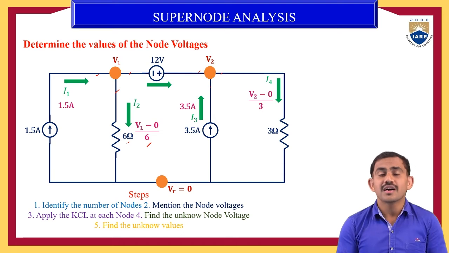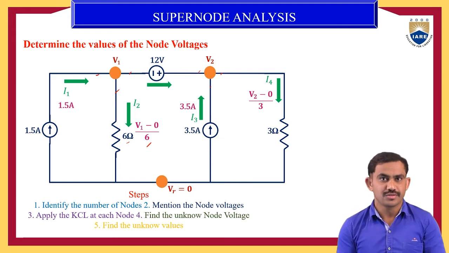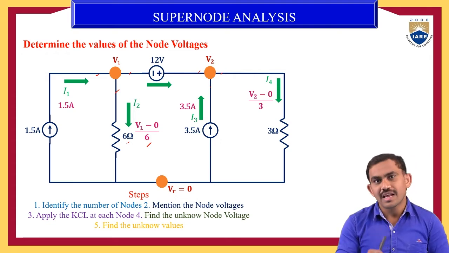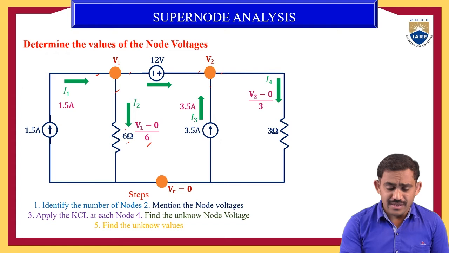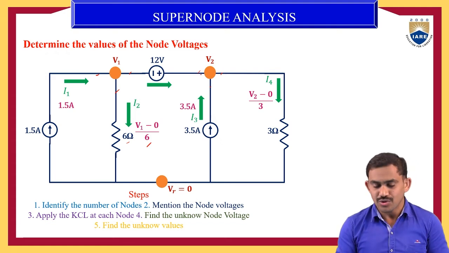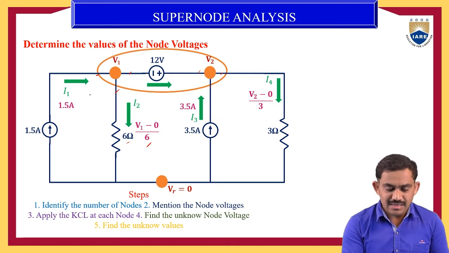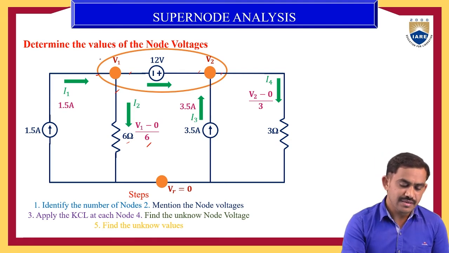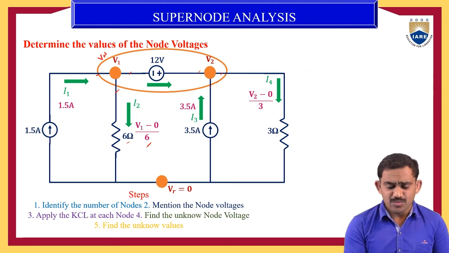So here we need to follow the supernode analysis. What does supernode analysis mean? When we have an ideal voltage source between 2 nodes, then we need to move to supernode analysis. Clear? So for this, we need to combine V1 and V2 as one node. So this is my node now. V1 and V2 we combined, and these 2 nodes become a single node, you can write as Vn.